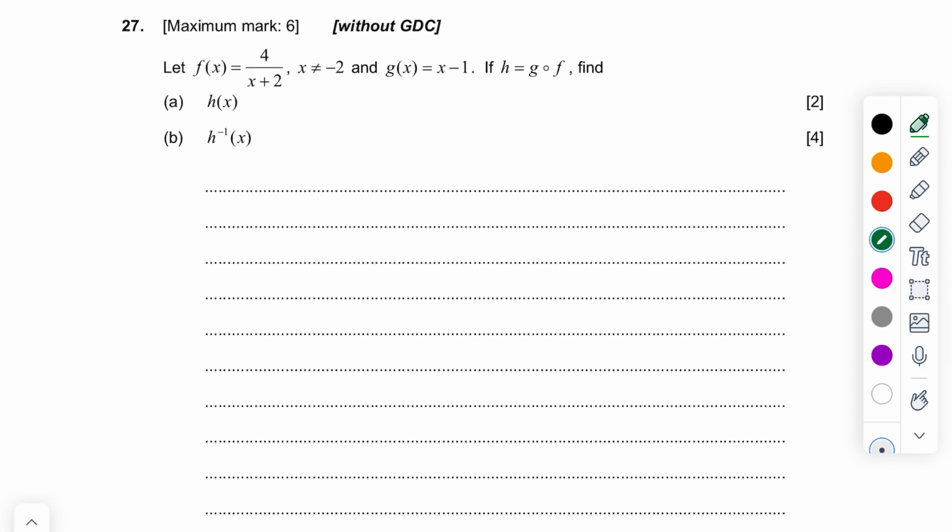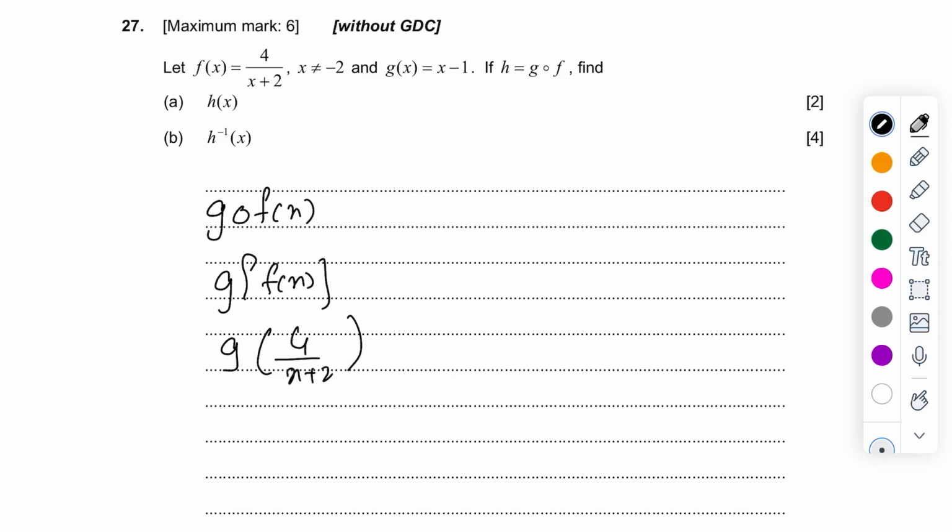Question number 27. f of x is given, g of x is given, h is g circle f, find h of x. So g of f of x. What is f of x? f of x is 4 upon x plus 2. So plug in that one: 4 upon x plus 2 minus 1. This is going to be h of x.